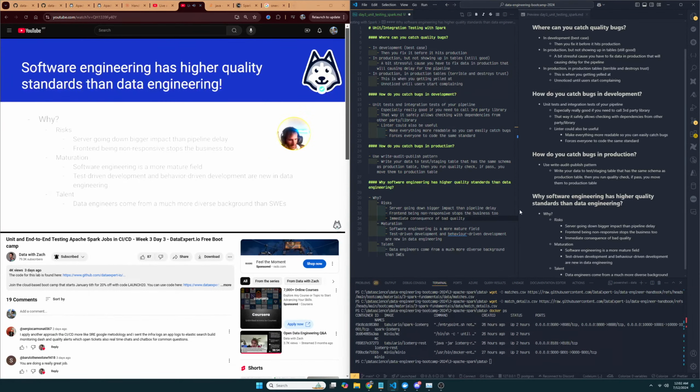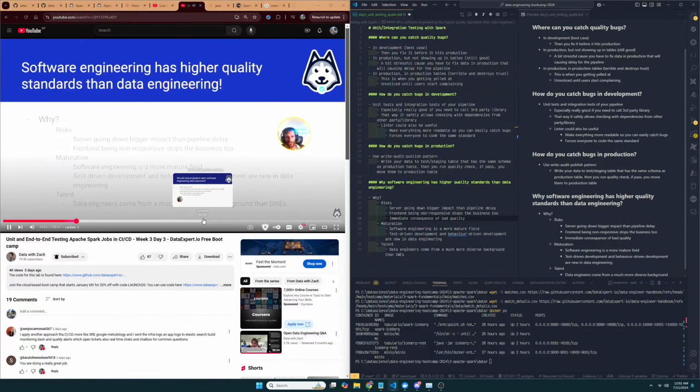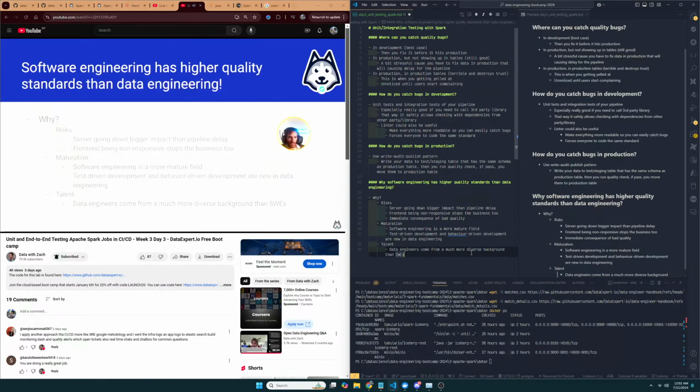And one last piece of why data engineering and software engineering have different levels of quality is that data engineers come from a much more diverse background than software engineers. You have data engineers who came from software engineering. That's me. I'm a Swede, SWE. I make that joke all the time, like I'm a Swede, right?